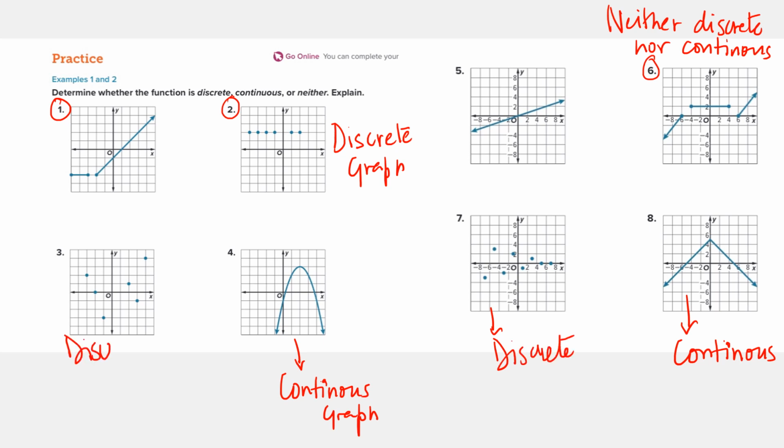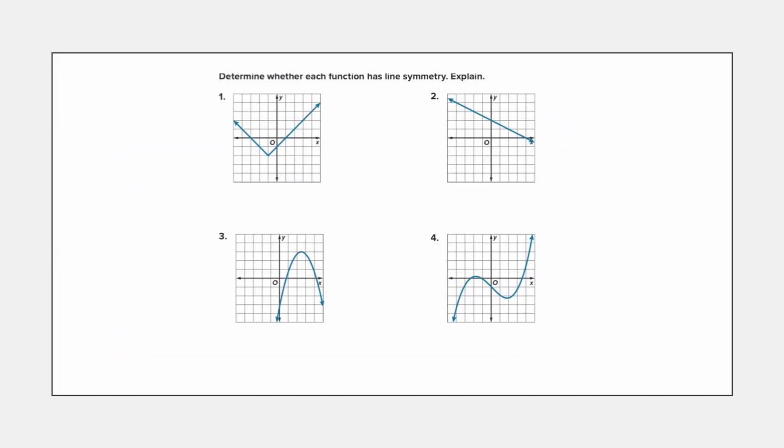This one is also discrete. And this one is continuous because it does not have any break. So, easy question. Now here you need to determine whether the graphs have line symmetry or not. Line symmetry means there is a line which can divide the graph into two equal parts.